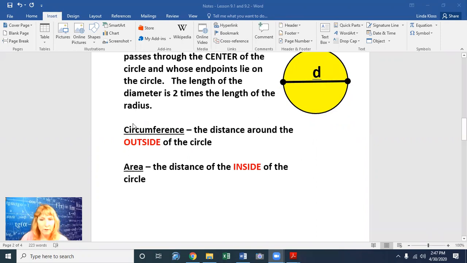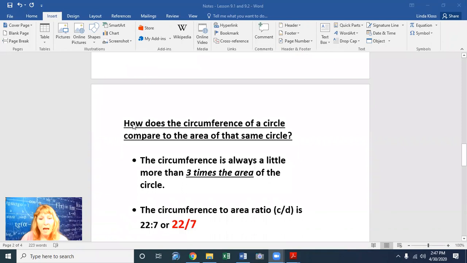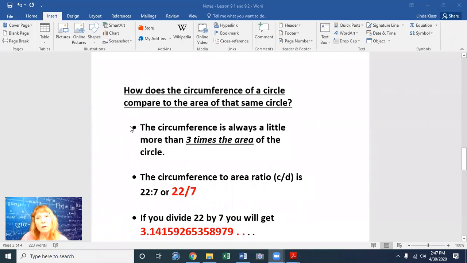Now, a couple of things about circle information. How does the circumference of a circle, the outside measurement, compare to the diameter of the same circle? So the circumference is always a little more than 3 times the diameter of the circle. The circumference to diameter ratio is C to D.